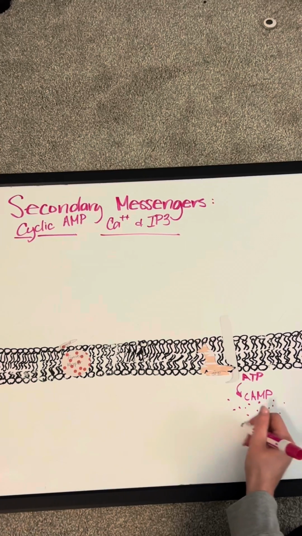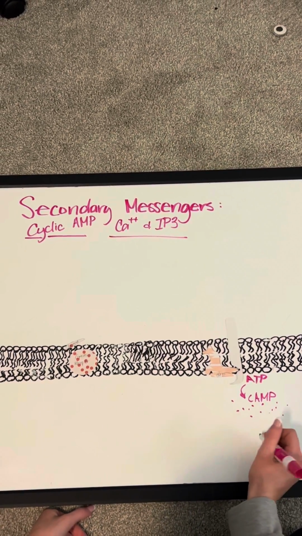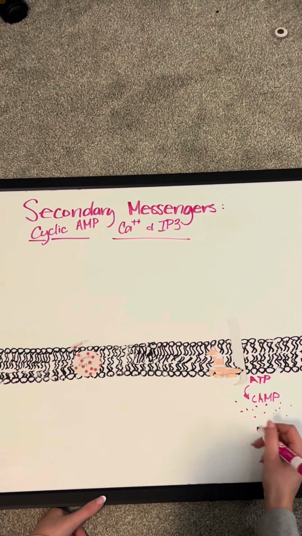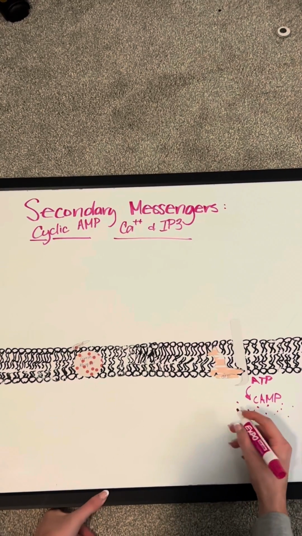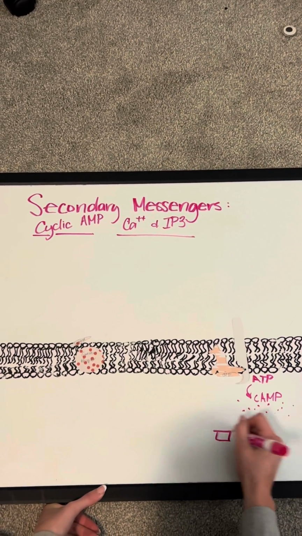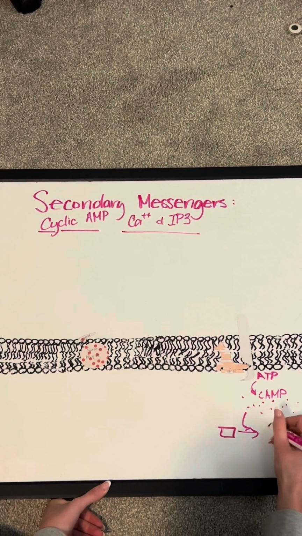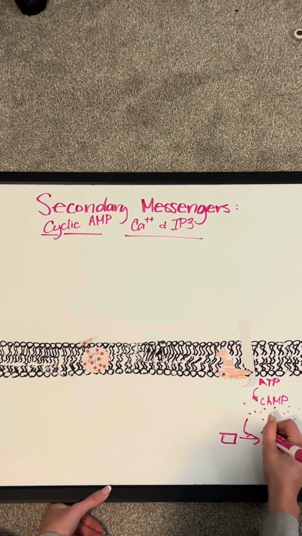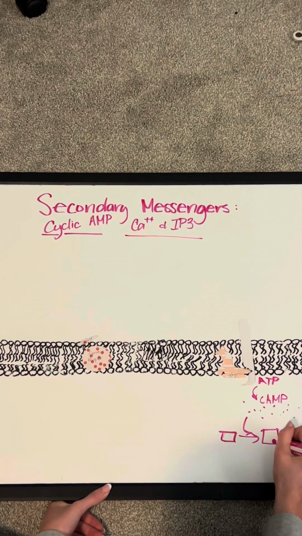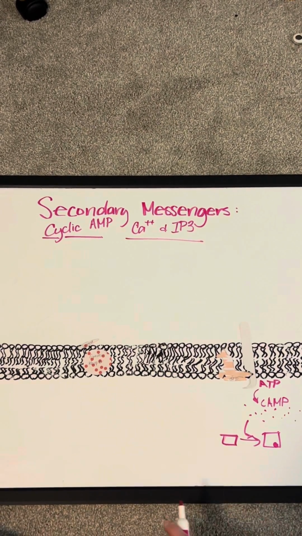In turn, the cyclic AMP is able to bind to things like inactive kinases, which are then able to make active kinases, like that.